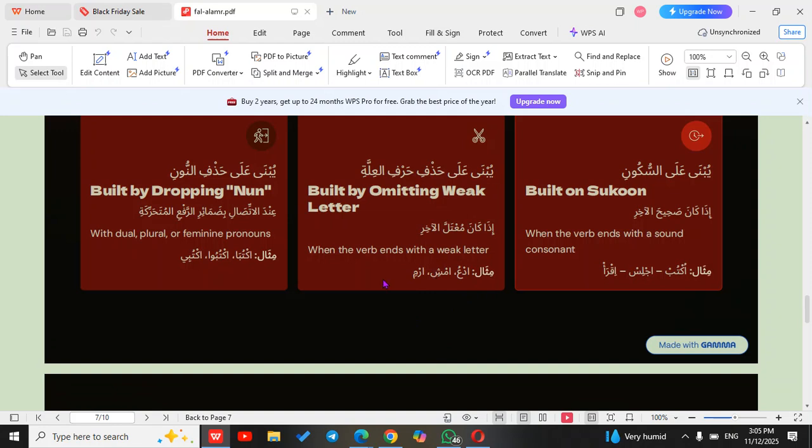Also, same thing with irimi. It's supposed to be irimi by putting yaw. But the yaw, the waw, and the alif, they are what? They are the weakened letters. So we are going to remove and dismiss them.